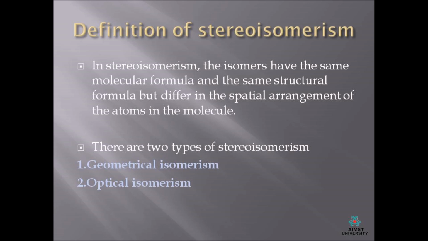Before going to the geometrical isomerism, here we will see the definition of stereoisomerism. In stereoisomerism, the isomers have the same molecular formula and the same structural formula but differ in spatial arrangement of atoms in the molecule. There are two types of stereoisomerism. First one is geometrical isomerism and the second one is optical isomerism.